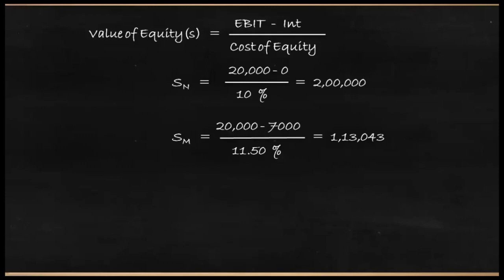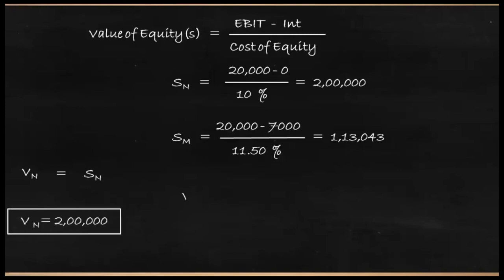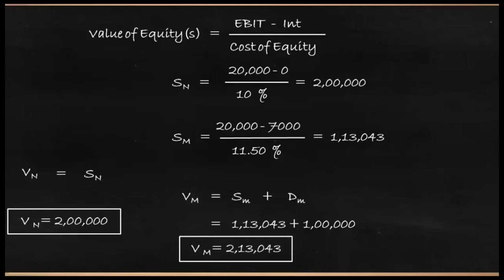So now let us calculate the value of firm N, which is nothing but S of N. That is, only the value of equity is the value of firm N, which is 2 lakhs. Whereas the value of firm M is the value of equity plus the value of debt, which is 1,13,043 plus debt of 1 lakh. Here the value is 2,13,043. Now look here, both the firms had the same level of earnings, whereas the value of the unlevered firm is 2 lakh and the value of the levered firm is 2,13,043.